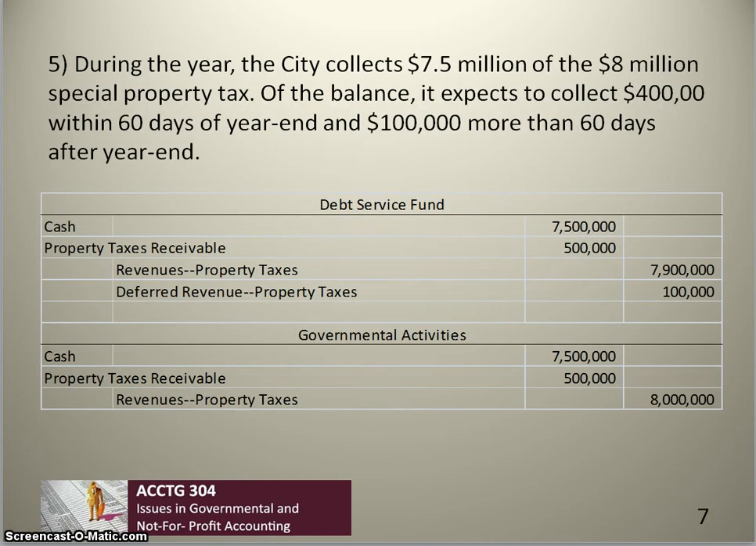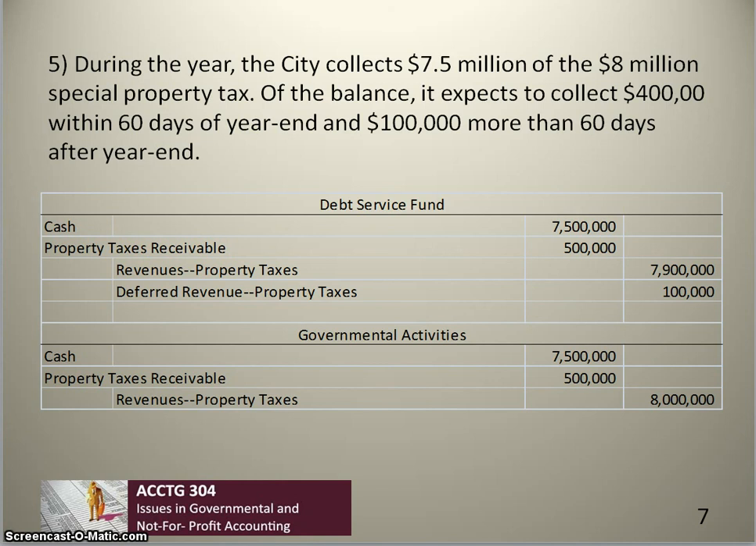Okay. During the year, the city collects $7.5 million of the $8 million in special property tax. Of the balance, it expects to collect $400,000 within 60 days of year end and $100,000 in the following year, but more than 60 days after the end of the year. So if you recall back to the rules for accounting for property taxes that we covered in Class 3, under the modified accrual rules, we can only recognize property tax revenues that are measurable and available. And available is defined to be received in the fiscal year or within 60 days of the end of the fiscal year.